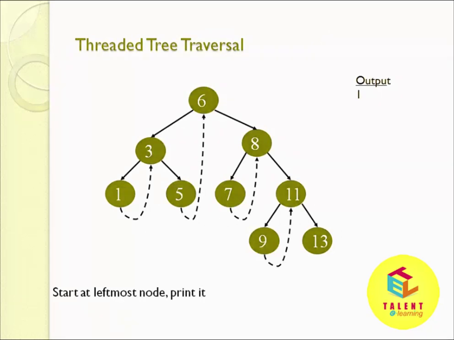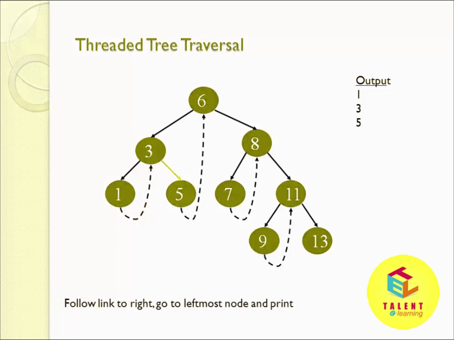Now let us see a threaded tree traversal. Consider this tree. Here, first we will start from 1, that is, start at leftmost node and print it. Follow thread to right and print the node, so 3 will be printed. The next one will be 5.